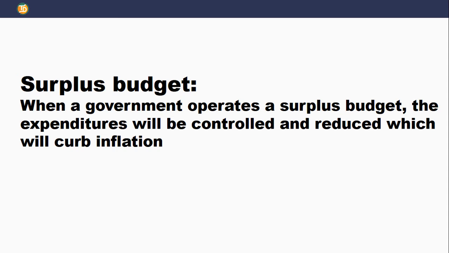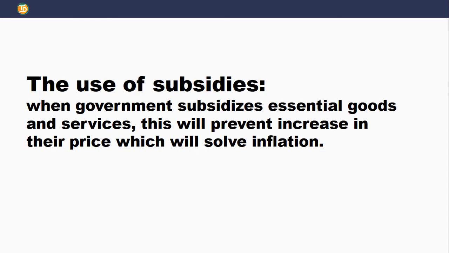Number next is surplus budget. If a country runs a surplus budget, it means that the income will be greater than expenditure, which means the country will control its expenditures, its spendings. And when expenditure is controlled, it means that the money circulation will reduce. And when money circulation is reduced, price level of goods and services will fall. And this will solve inflation.